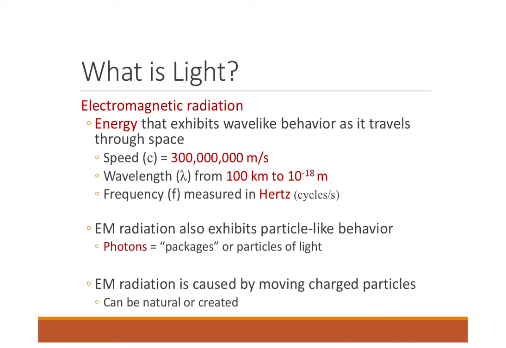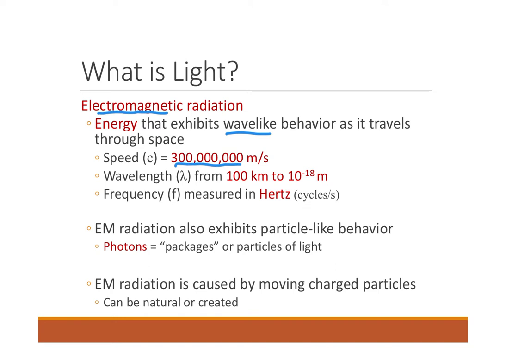What exactly is light? Well, it is known as electromagnetic radiation. It's a type of energy that has wave-like behavior. It behaves like a wave as it travels through space. Of course, light can go through the vacuum of space. It doesn't need matter to carry it along. All types of light have a particular speed, 300 million meters per second.